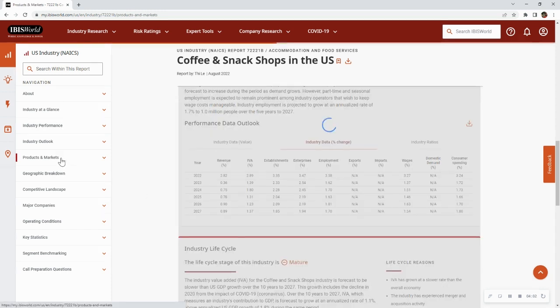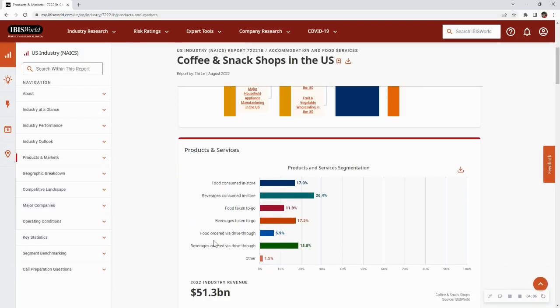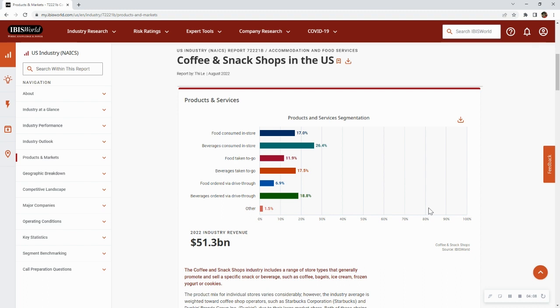The next chapter is definitely one of the favorites amongst audit professionals, our products and markets chapter. First area I want to highlight are the products and services. So using this data for benchmarking of what are the various products and services that the business that you're auditing are involved with? What percentage of their revenue does it make up?